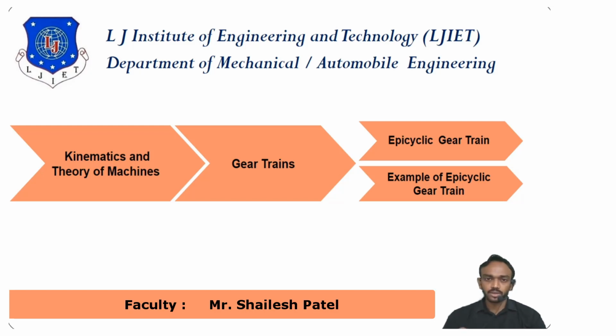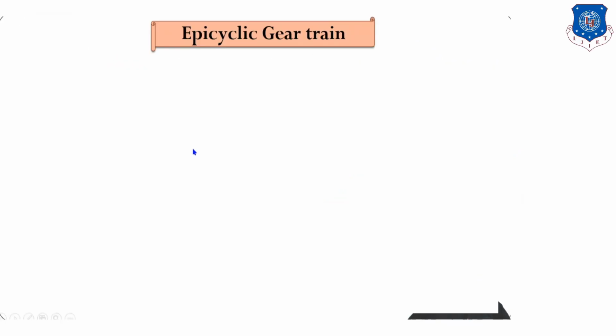So in this chapter, the topic we will cover is the last type of gear train, which is the epicyclic gear train, and we will also complete an example of the epicyclic gear train. Okay, let's start our last type of gear train, which is the epicyclic gear train. It is a very important type of gear train, and most of our numericals are based on this type.